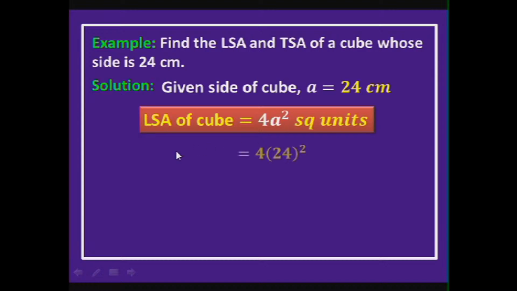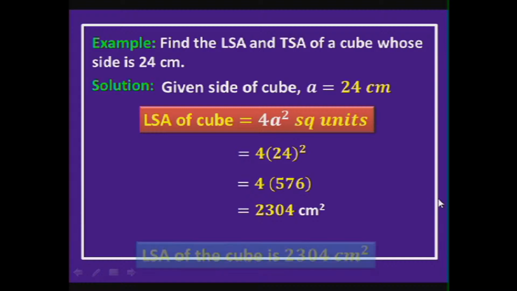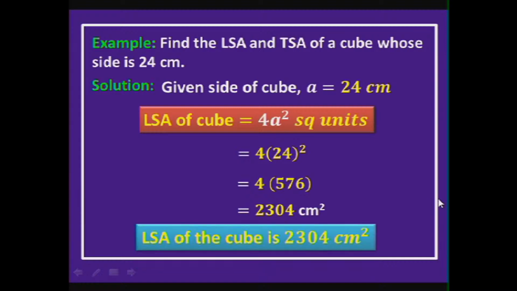So, we get 4 into a square, that means 24 whole square. So, children, you have learnt already about squares of numbers. So, what is 24 square? Yes, it is 24 into 24. So, what do you get, children? Yes, 576. So, we get this as 4 into 576. Now, let us multiply these two. On multiplying you get 2304. That means, the lateral surface area of the cube is 2304 centimeters square.